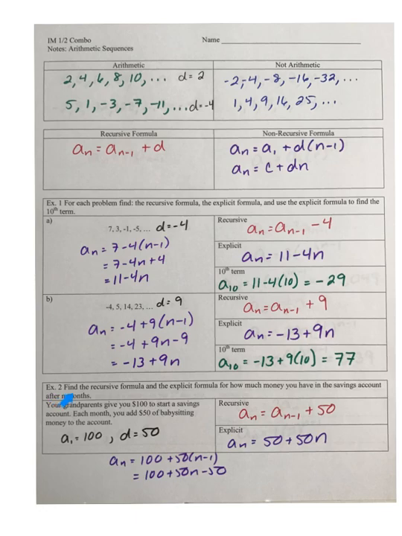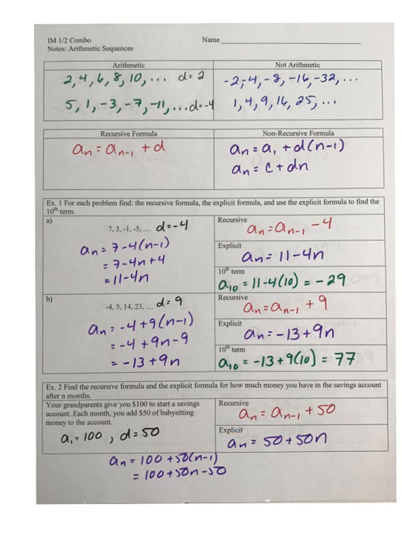All right, so example 2, find the recursive formula and the explicit formula for how much money you have in the savings account after n months. So your grandparents give you $100 to start a savings account. Each month, you add $50 of babysitting money to the account. So you're starting with $100, so that would be a sub 1. Each month after that, you add $50, so that would be d, your common difference.